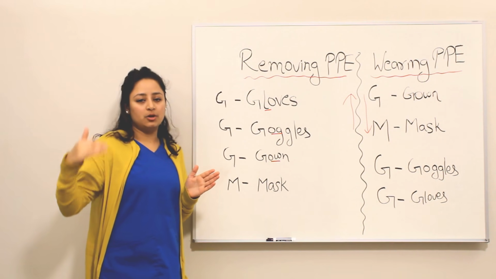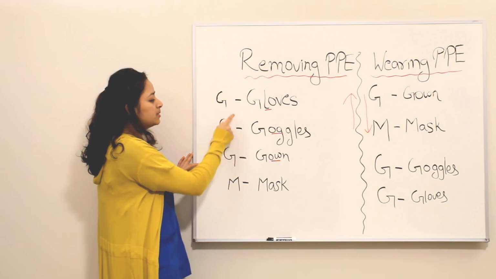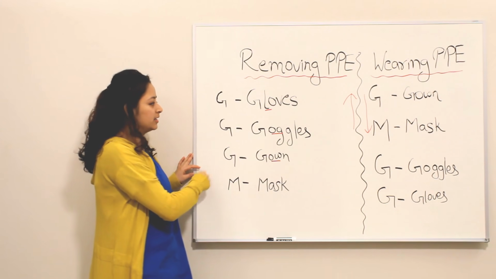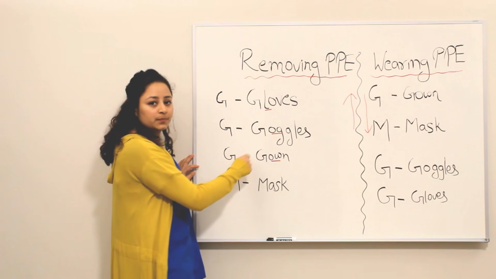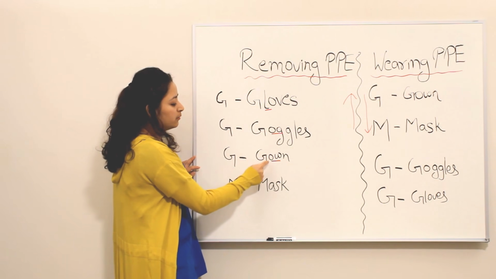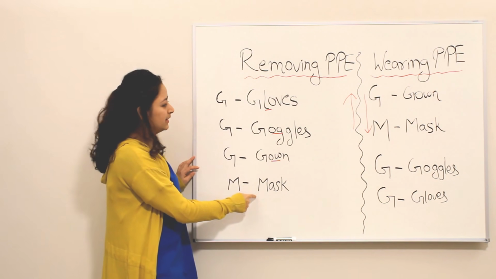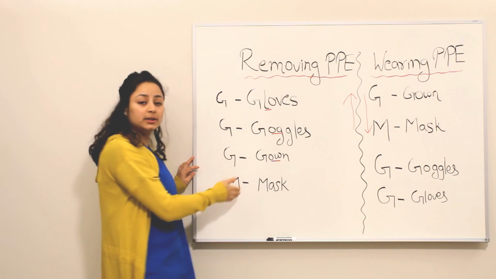So we have to keep them in order. This is the order for removing the PPE: gloves, goggles, gown and mask. So this is an alphabetical order. If you notice this, L comes before O, and GOG comes before GOW. So G comes before M, we know that. So gloves, goggles, gown and mask is for removing the PPE.